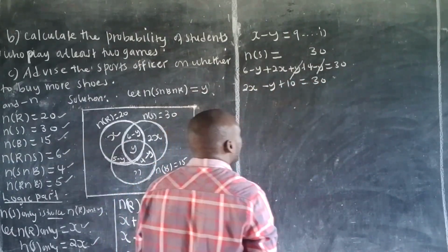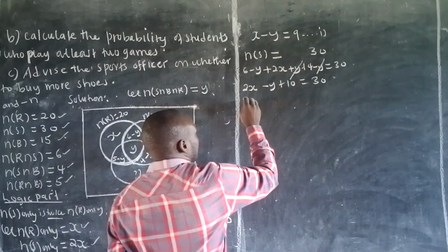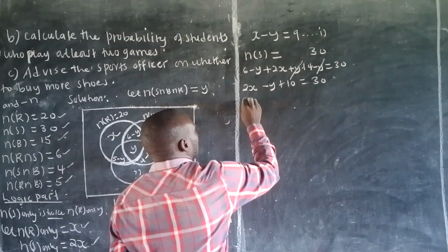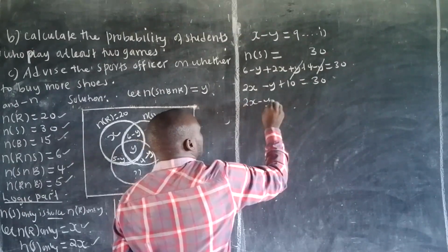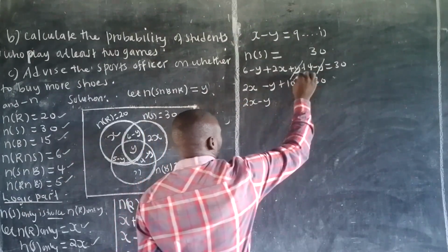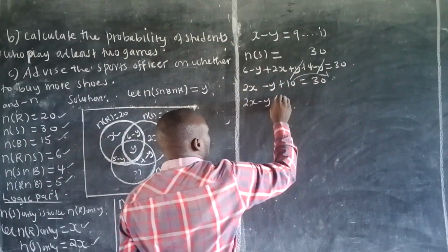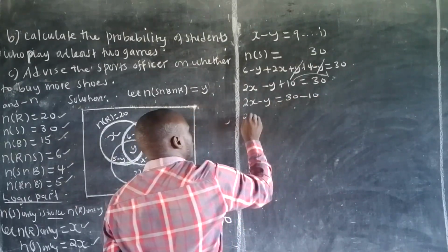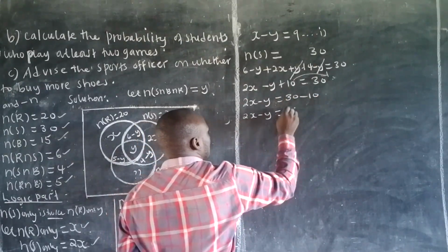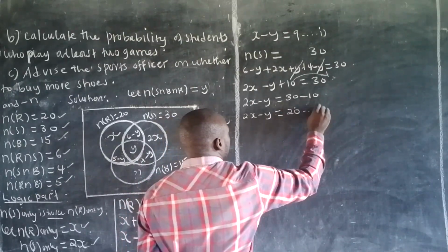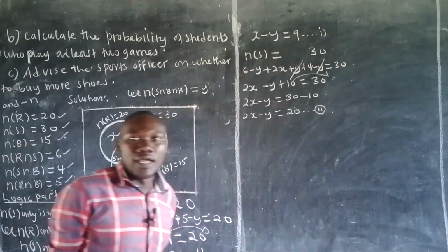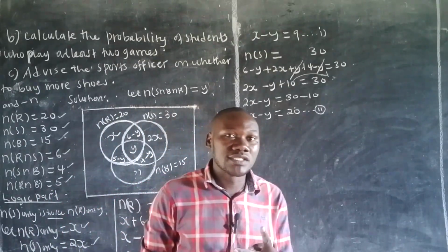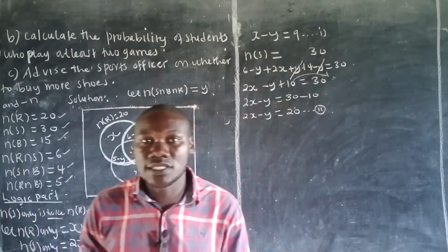Now, this 10 will go to the other side. So 2x minus y is equal to 30 minus 10. So it will now be 2x minus y is equal to 20. This is now equation number 2. And in mathematics, what you must know is whenever you have two unknowns, always expect a simultaneous equation.